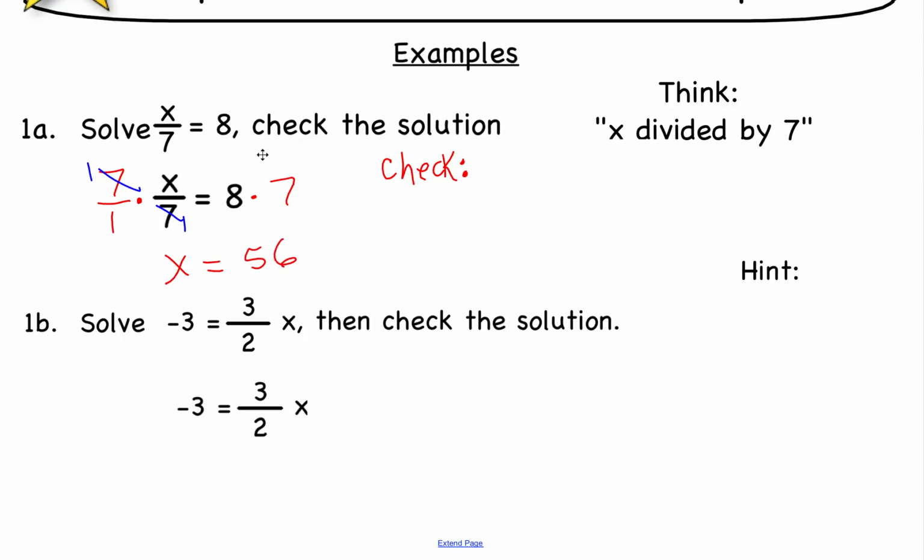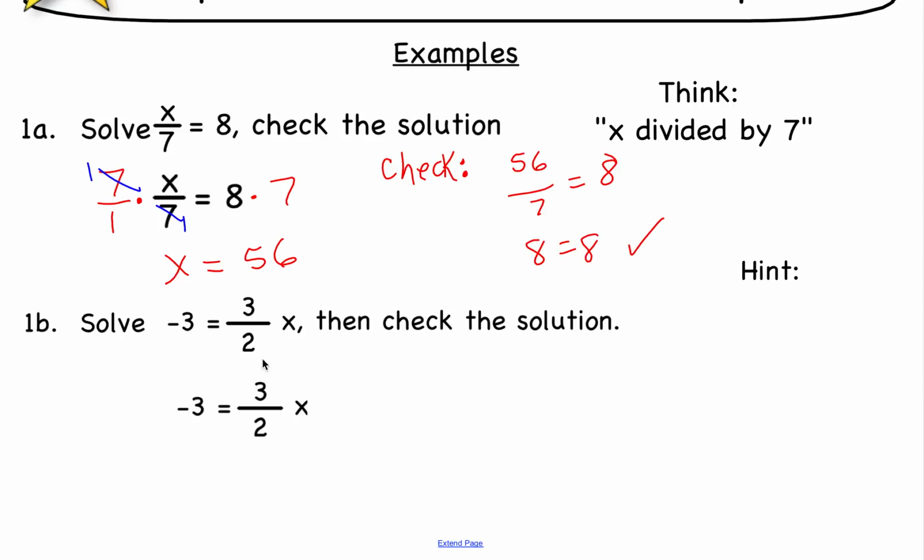Well, our directions say we have to check the solution. So we're going to plug in 56 for the variable x in our original equation. And 56 divided by 7, and we want to check to see if that's equal to 8. And it is. 8 is equal to 8, so it checks.